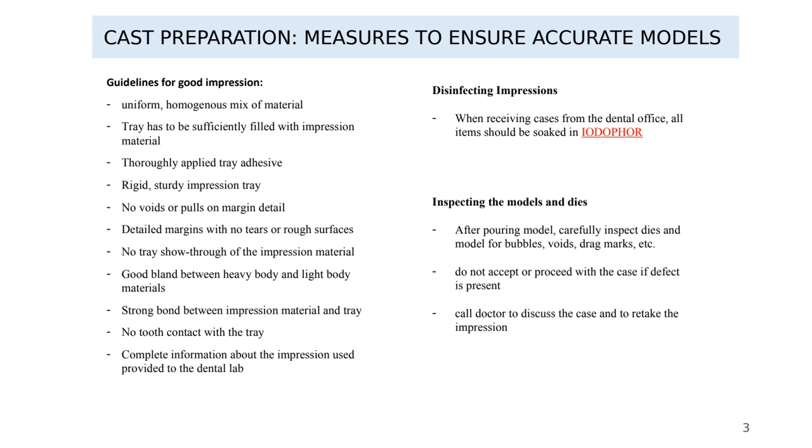No tooth contact with the tray. So like I said, the teeth should have contact with the impression material and not with the tray. If the tooth goes all the way through to the tray, that means the impression is not accurate. And complete information about the impression used has to be provided to the lab. Okay, so we have to know what kind of impression material the dentist uses. Why is that important? Like we said before, if the dentist uses, let's say, alginate material, that material is going to lose water very fast, and therefore it's going to distort. It's not going to be accurate, so we have to pour it right away.